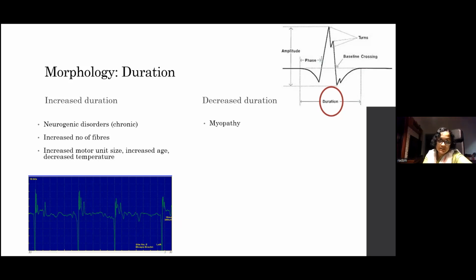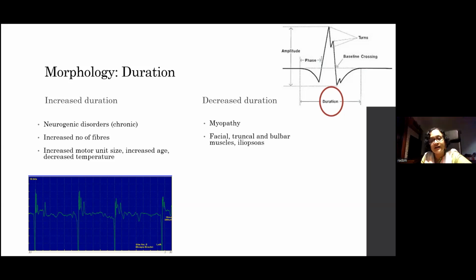You see decreased duration in myopathy, as we described before. You also can see almost polyphasic appearing, decreased duration motor units in certain muscles in the body, like the facial muscles, truncal muscles, the bulbar muscles as well, genioglossus. So you have to be really careful on how you interpret that. Be careful before calling it a myopathy, for example.